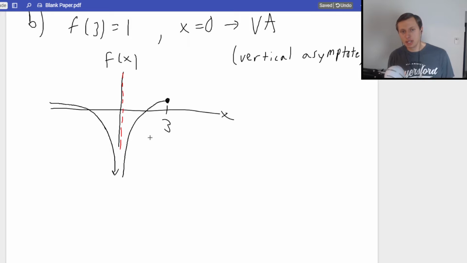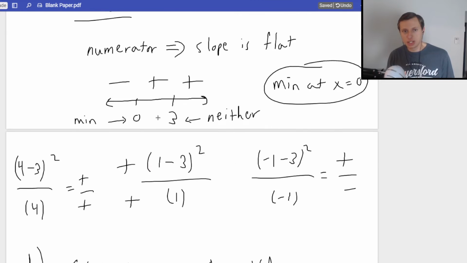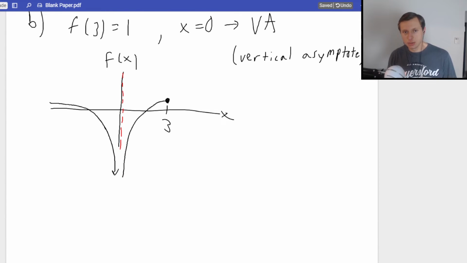And then when it hits 3, even though 3 is not a max or a minimum, 3 is a critical point, right? And since it's a critical point, it's going to have a flat slope. And then looking back at the number line, it's increasing again after 3. So it's going to finish out like that. And this is what our graph is going to look like. Something like this. Any questions?